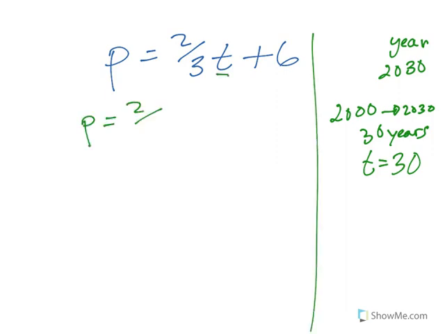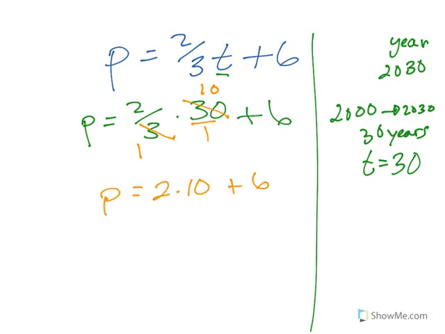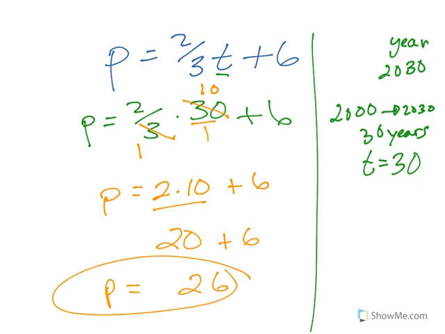So P equals 2/3 times 30 plus 6. And now we solve. To multiply fractions, I can put 30 over 1 to make it a fraction. We can reduce. 3 goes into 3 once. 3 goes into 30 10 times. So this is the same as 2 times 10 plus 6. 2 times 10 is 20. Plus 6 is 26. So in the year 2030, we would expect there to be 26 parks.